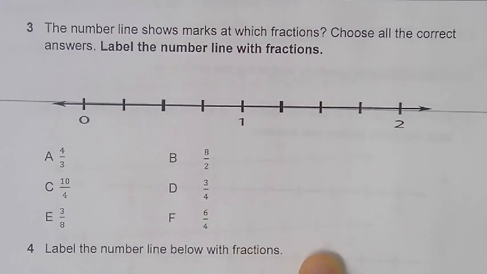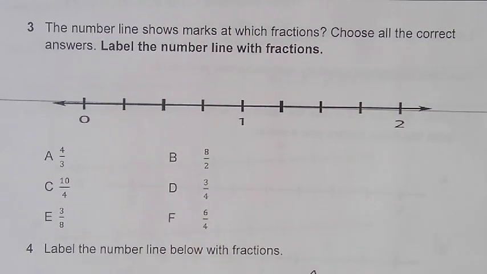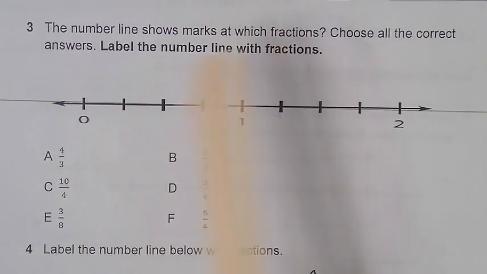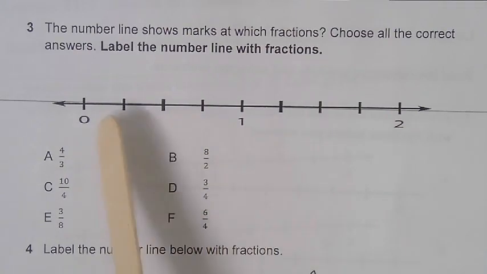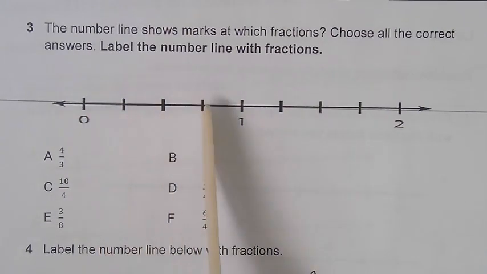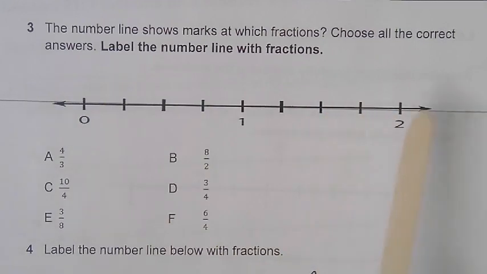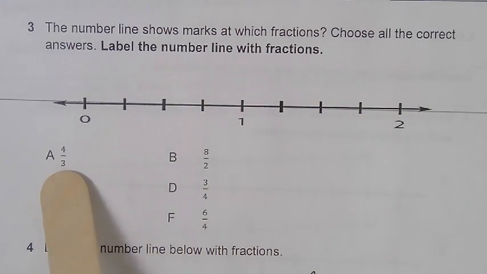Number 3, the number line shows marks at which fractions. Choose all the correct answers. You're going to have to label the line with fractions. So go ahead and you know what to do. Count the total equal parts in one whole. Make that your denominator. Label all the tick marks. Then come down here and look at these options.